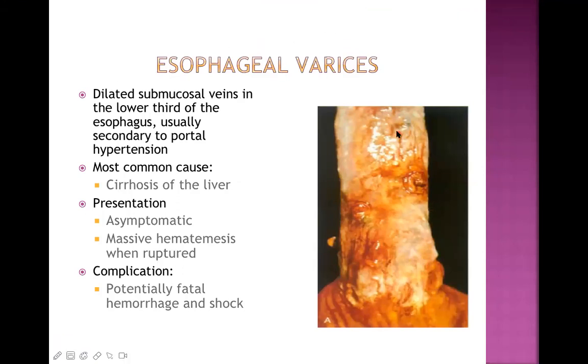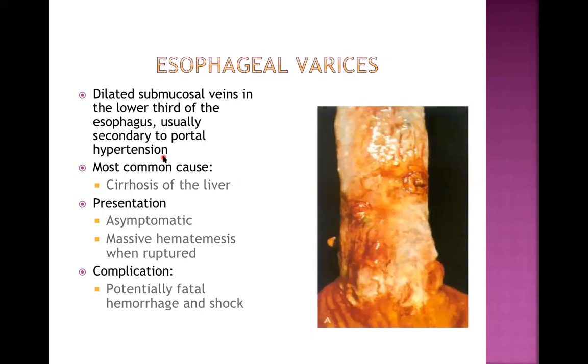Now see here, this is the pathological specimen of esophagus. It is cut open anteriorly, and see here, I can see this dilated area. These are the varices. Here also, these are very typical. These are the varices. So they are dilated submucosal veins in the lower third of the esophagus, and they usually develop there secondary to portal hypertension.